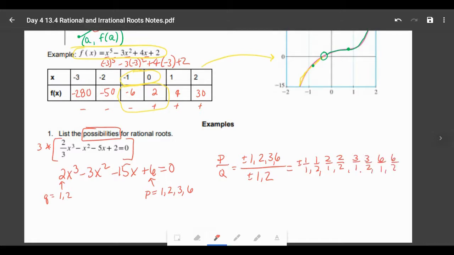Now, some of these are repetitive, and we're going to reduce them to make them look better. So we got plus or minus 1, 1 half, 2, 2 over 2 is 1, so we got that already, 3, 3 halves, 6, and 6 over 2 is 3. Now I'm going to say it can be positive or negative, anything on that list, but you could also write a plus or minus next to each of those values.